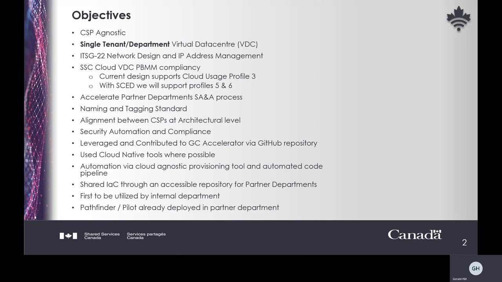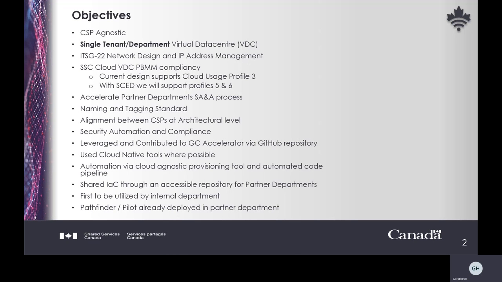So let's start off with some key objectives from our project. One is to be CSP agnostic. Our solution had to be able to be applied through multiple CSPs, which we have. This session today will specifically focus on Azure, but we've also developed a solution for AWS, and we'll be looking at other CSPs as we move forward. The design had a single tenant, single department in mind, so it was to create a virtual data center for a department. You could visualize a legacy data center. However, the idea, once again, was to make a repeatable pattern so that we can help partners excel with their journey into cloud.